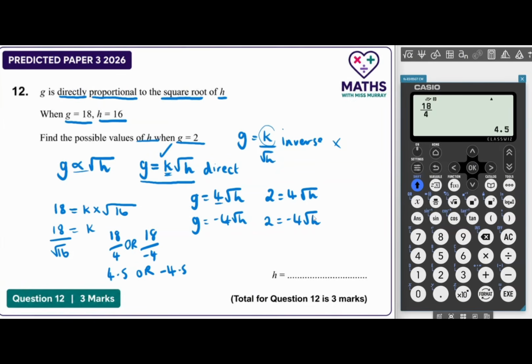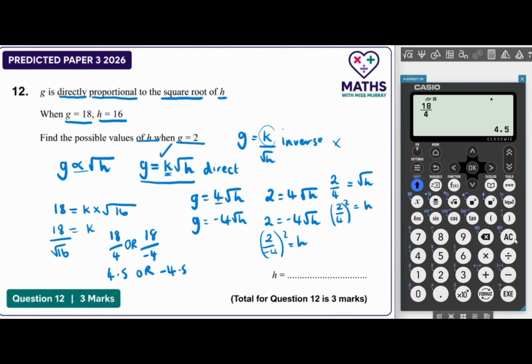So this is also rearranging equations in here. If I want to get h on its own, I'm going to first of all divide by 4. So I get 2 divided by 4 equals square root h, and the opposite of square rooting is to square. So h will equal 2 over 4 squared. So you can put that in your calculator. And the other option is, if we rearrange this one, we get 2 over negative 4, and then I'm going to square that. So that's my other possible option for h.